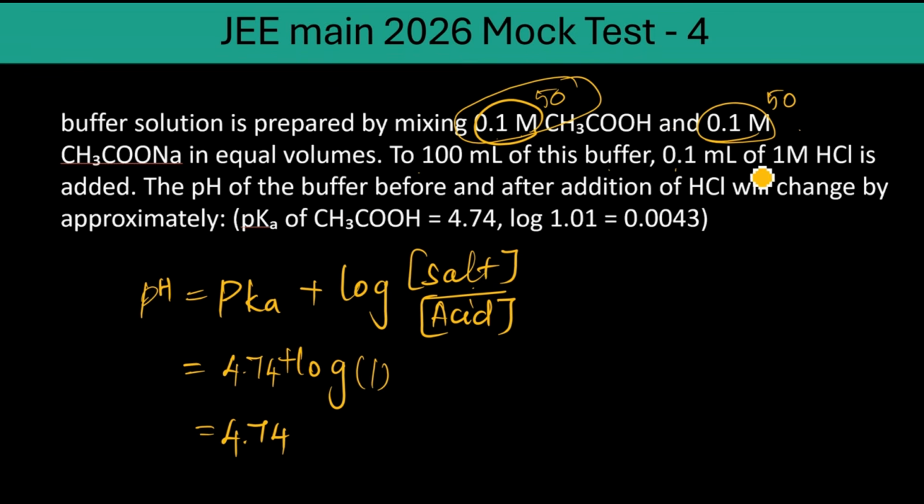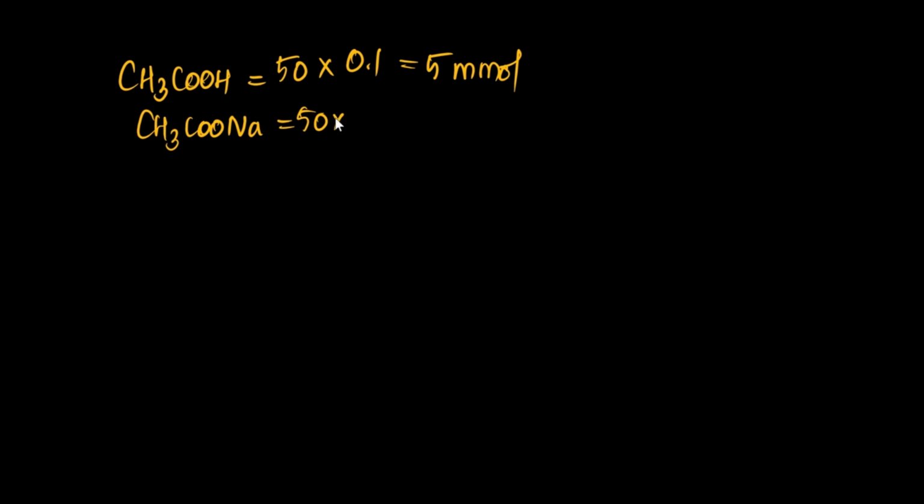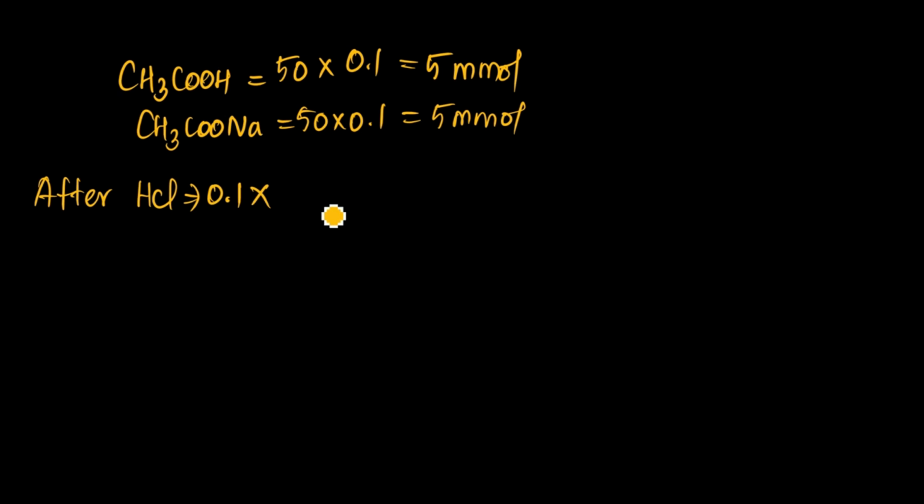Now the new pH we have to find. For that we have to know the concentrations. Now after adding 0.1 ml of 1 molar HCl, so initially how many millimoles do we have? Initially acetic acid is 50 ml of 0.1 molar, that is 5 millimoles. Similarly for sodium acetate, that is 50 ml of 0.1, that is also 5 millimoles. HCl added is 0.1 ml of 1 molar, that is 0.1 millimole.